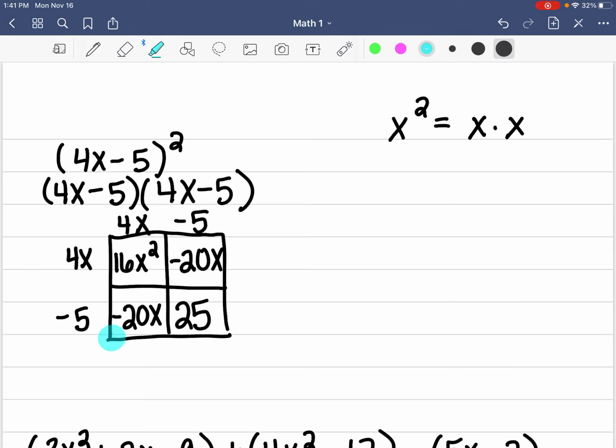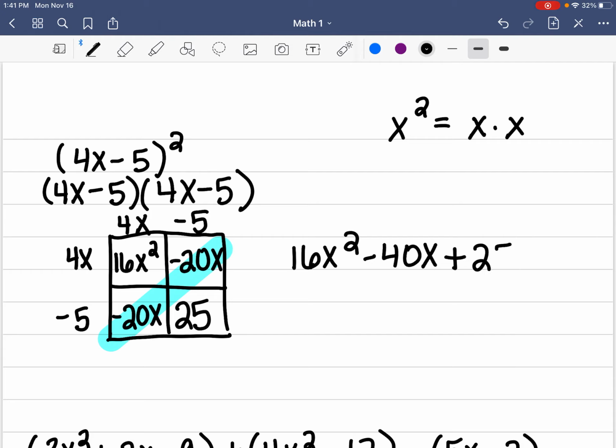So now I'm just going to finalize my problem by combining my like terms. So this is going to be 16x squared, negative 20x and negative 20x is going to make negative 40x plus 25.